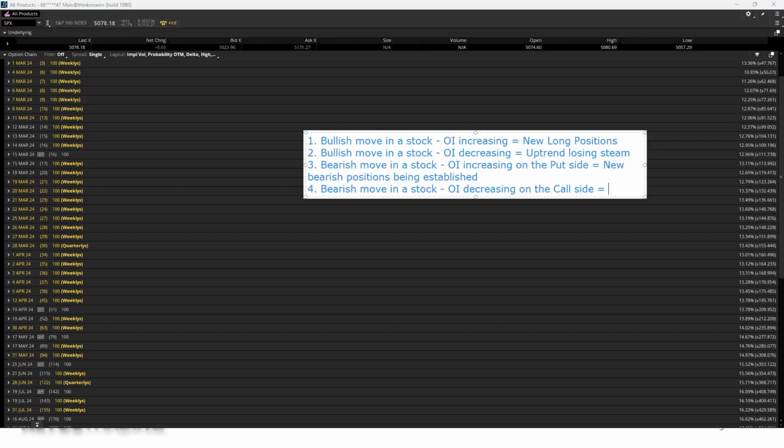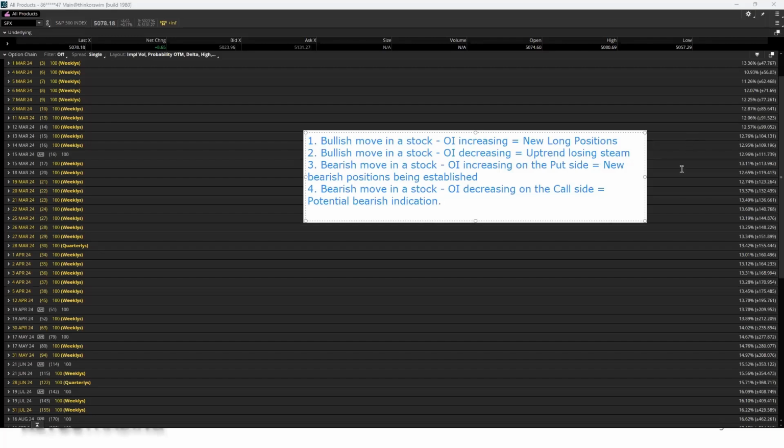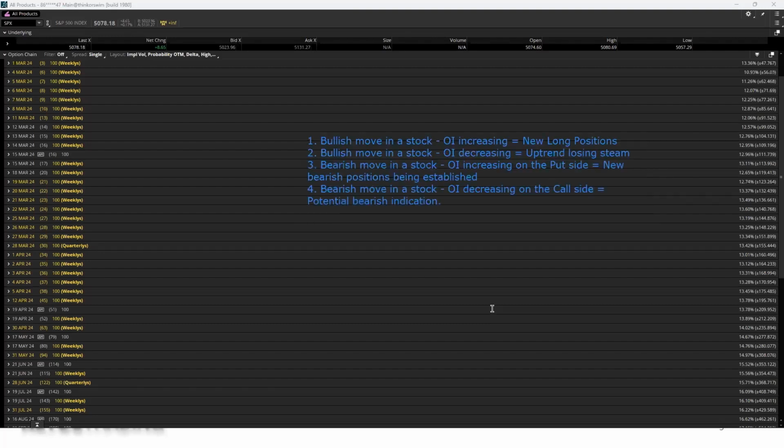We're talking about all these short term. So that equals a potential bearish indication on the stock. All right, so those are the four ways that I like to use open interest as a trading indicator for direction.